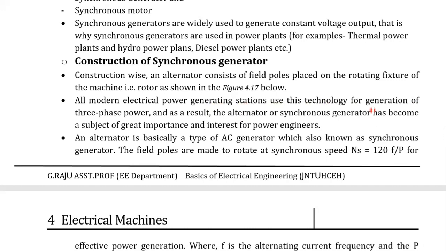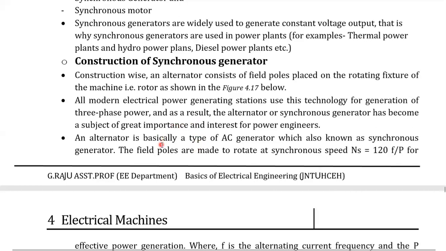Why? Because by using these generators, you can easily generate electricity. An alternator is basically a type of AC generator, which is known as a synchronous generator. Alternator is nothing but a generator. The field poles are placed on the rotor, and the armature winding is placed on the stator.